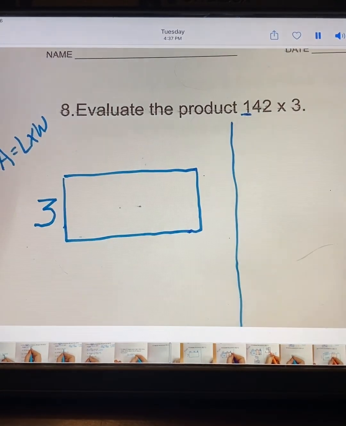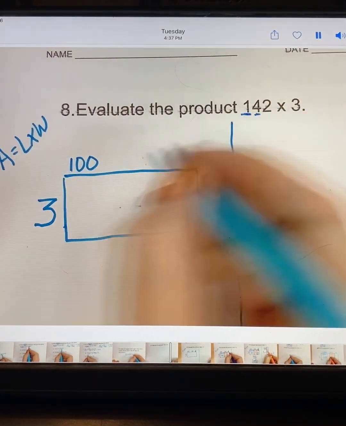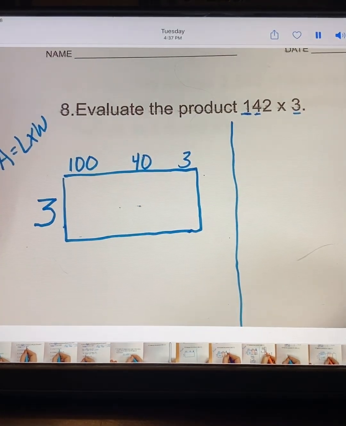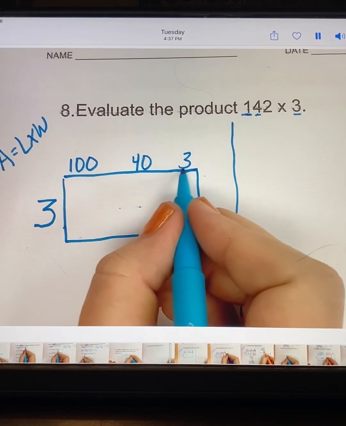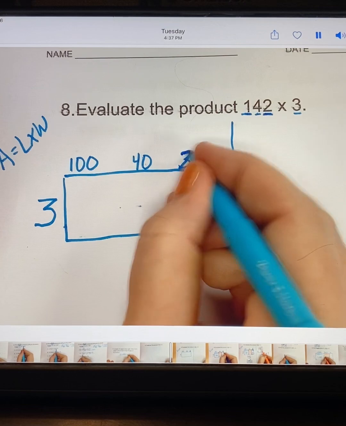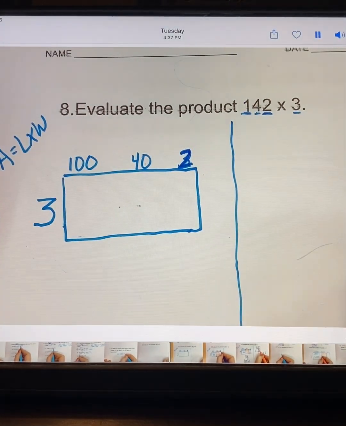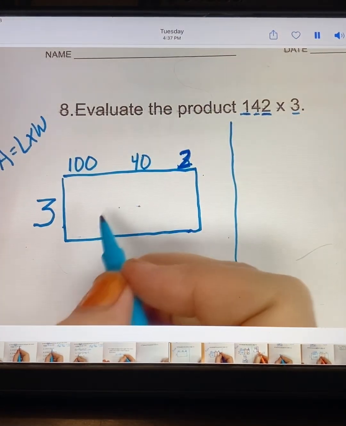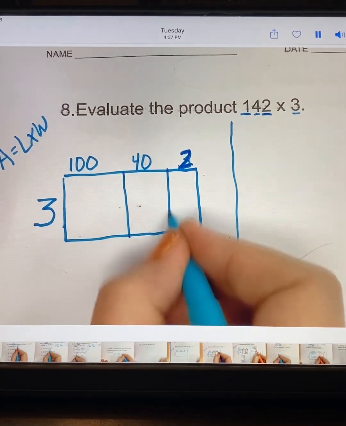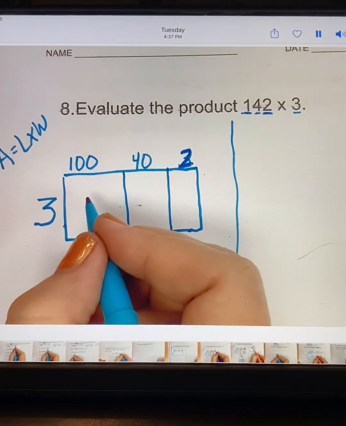So the value for 1 would be 100. The value for the 4 would be 40. And the value for the 2 would just be 2. We're looking at 142 on the top. I apologize. Okay, so now I have my area model. Now I'm just going to partition it out to show what I'm going to be multiplying in each section.